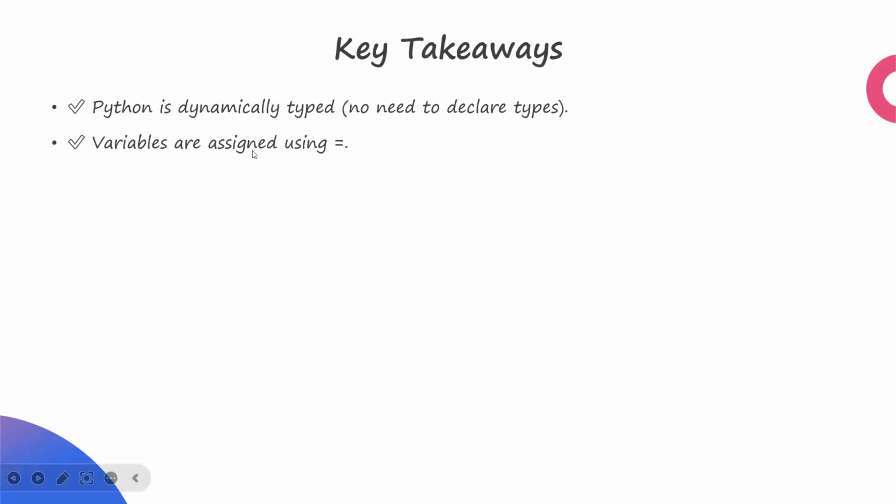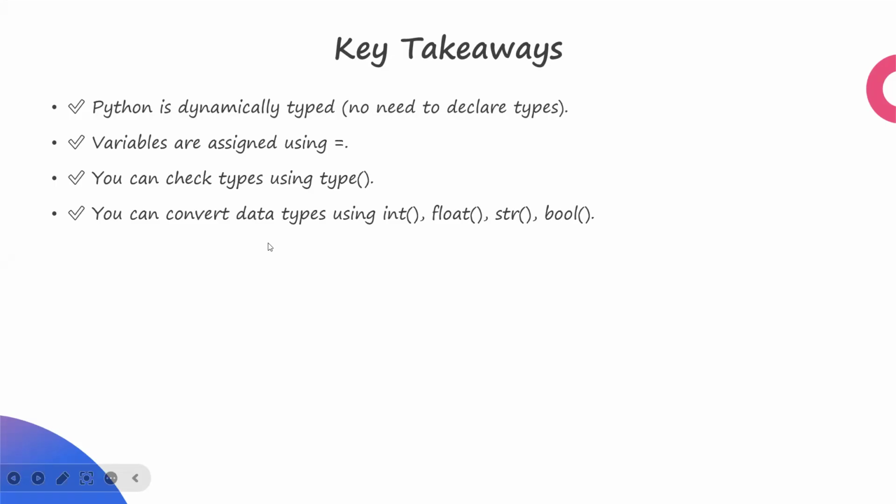Variables are assigned using the equal to operator. Don't worry, we'll talk about operators and you're going to see more. You can check the types of your variable using the type function, and you can convert data types using the int, float, string, or Boolean functions. All you have to do is put in the variable inside of the parenthesis and they will convert it for you. Don't worry, when we start writing pure code, we are going to be seeing these conversions done. But for now, just understand that you can do conversions. And use uppercase names for your constants.